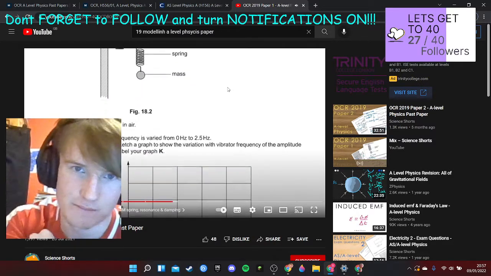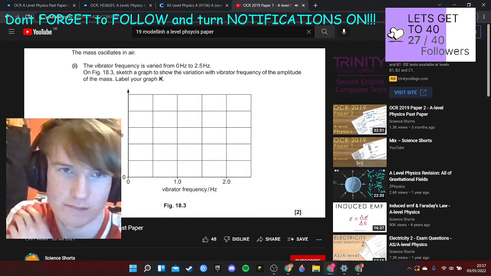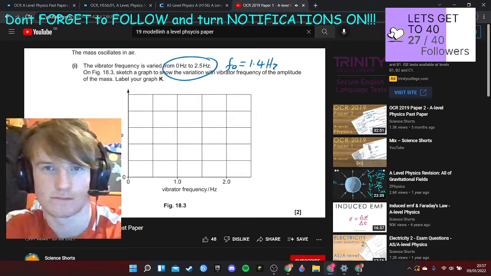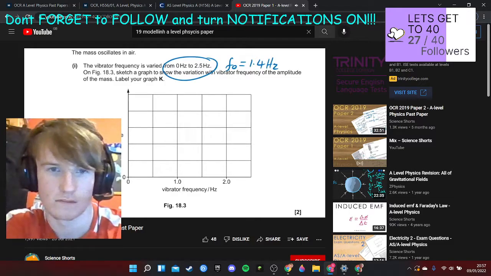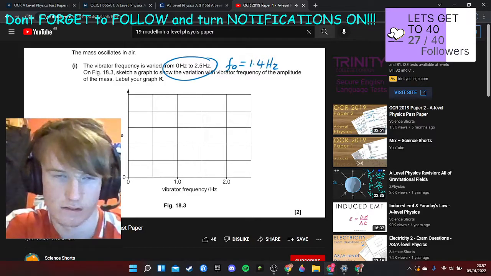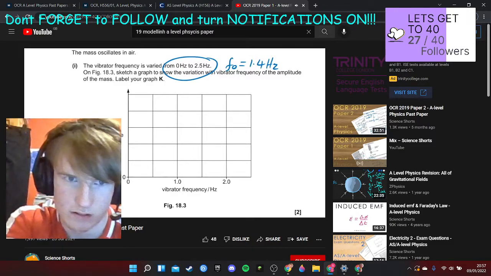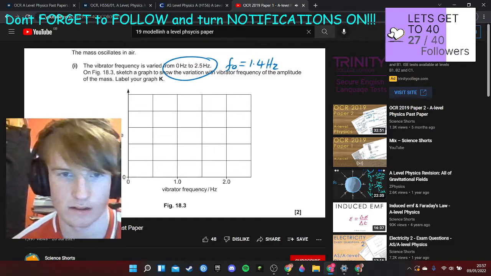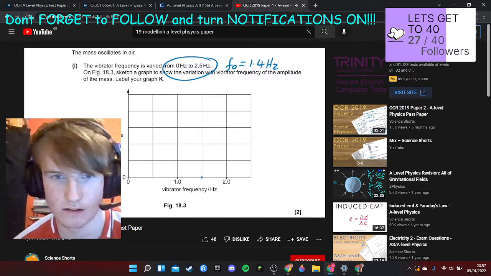It can oscillate with variable frequency. Okay, so the vibrator frequency is varied from that. So we know that the resonant or natural frequency is 1.4 hertz. So being asked to show the variation with vibrator frequency of the amplitude of the mass, right? We know that we have the max amplitude when the driving frequency is the same as the resonant or natural frequency. So 1.4 is 1, 2, 3, 4. Let's say that it's there.